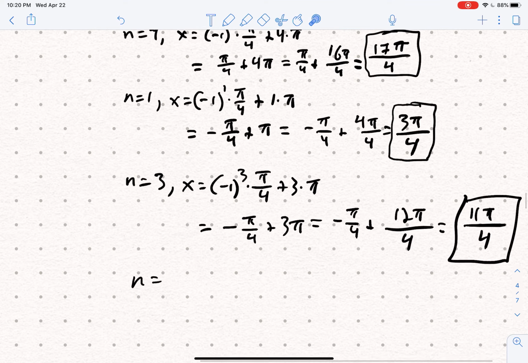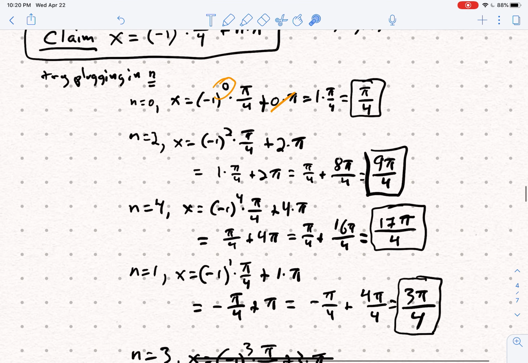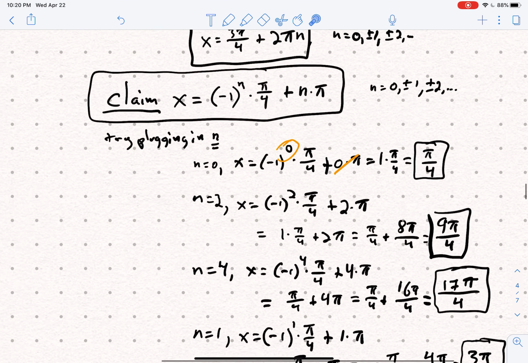So we could plug in n equal 5, or n is allowed to be negative: negative 1, negative 2, and so on. Whatever we choose for n, as long as n is an integer, a whole number, or a negative whole number, or 0, then whatever we plug in here, we're going to get another solution to this equation. And somehow the way that we capture all of those solutions together is by this claim.